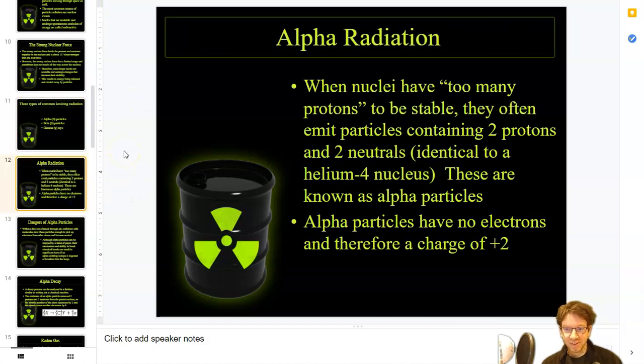All right, so let's start with alpha radiation. So when a nuclei has too many protons to be stable, they will often emit a particle that has 2 protons and 2 neutrons, which, like I said before, is the exact same as a helium nuclei, just a helium atom without the electrons orbiting it. Right? These are called alpha particles. And because they have no electrons orbiting it, they have a charge of +2 due to those 2 protons they have in their nuclei.